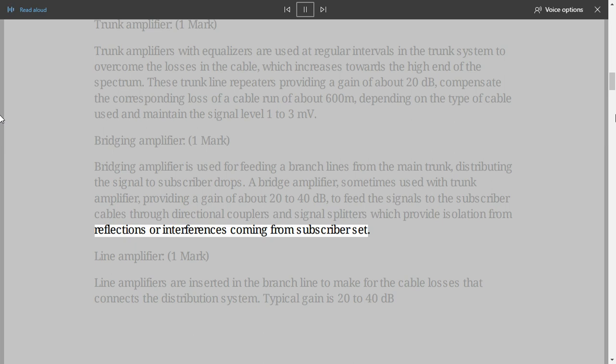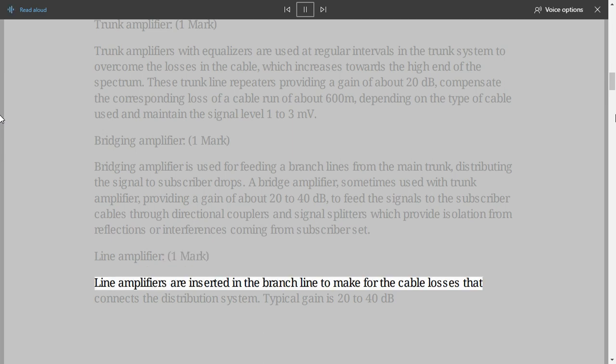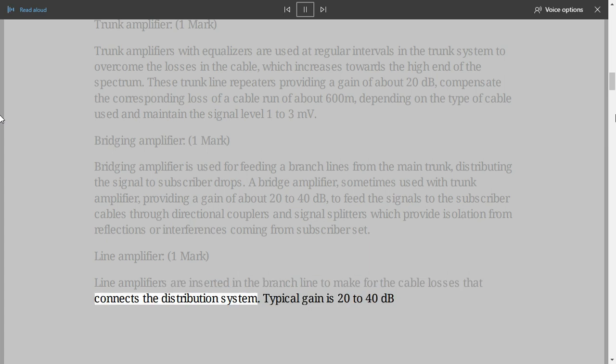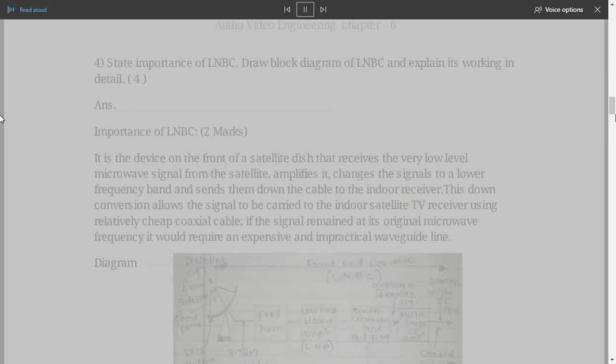Line amplifier, 1 mark. Line amplifiers are inserted in the branch line to make up for the cable losses that connect the distribution system. Typical gain is 20 to 40 dB. Audio Video Engineering Chapter 6.